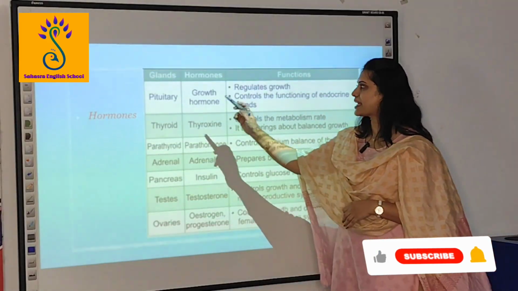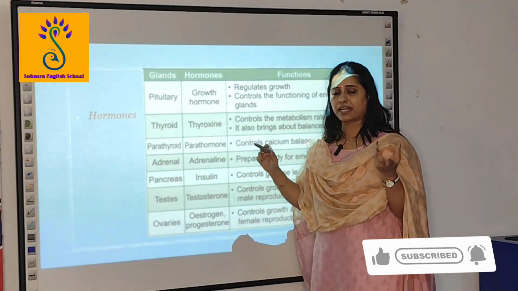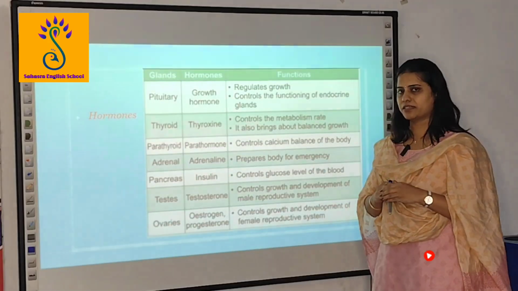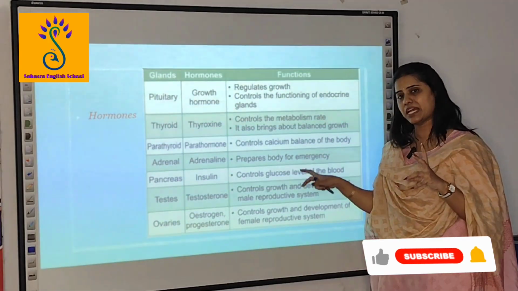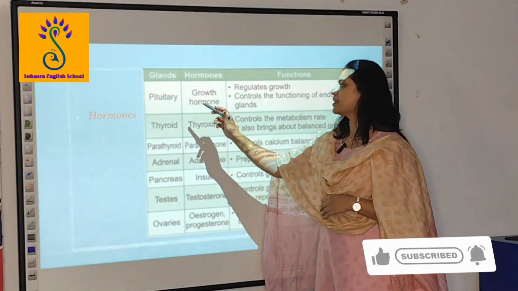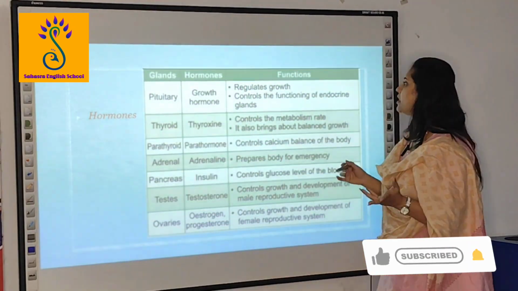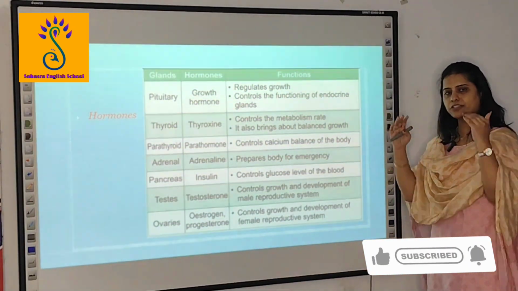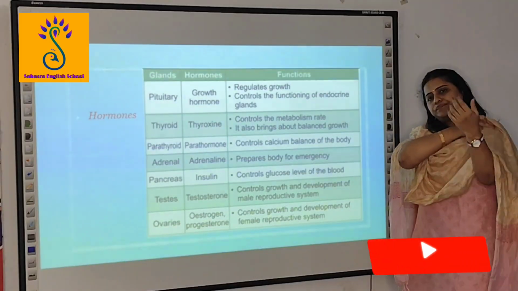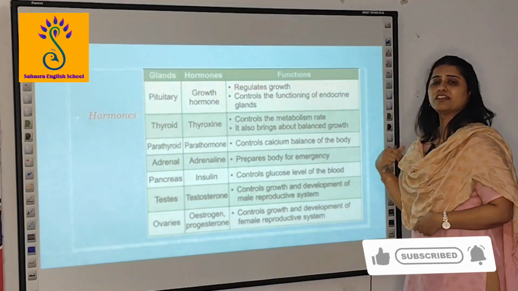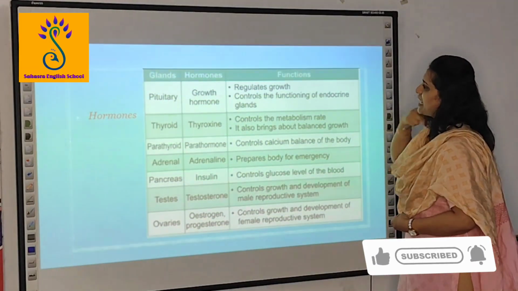So the pituitary gland is called the master gland, isn't it? Because it functions on many other glands too. The pituitary gland especially releases growth hormone. Growth hormone regulates growth. It controls the functioning of all endocrine glands too.